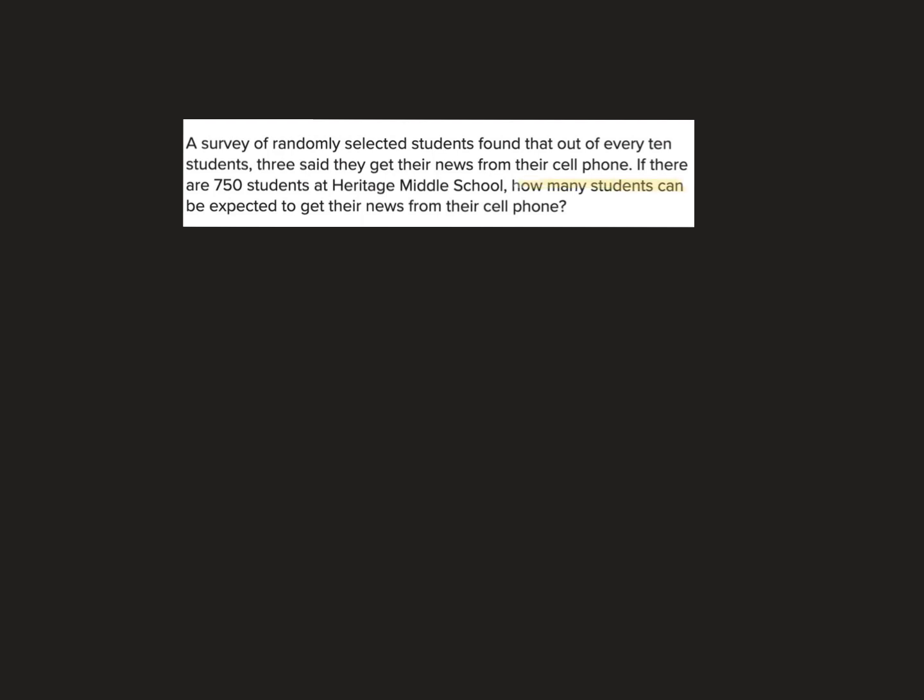How many students can be expected to get their news from their cell phone? When a survey was given out, the ratio that they found was, out of 10 students, 3 said they got their news from their cell phone. At this particular middle school, there are 750 total students. I am going to use a bar diagram so I can visualize what is going on with this ratio.